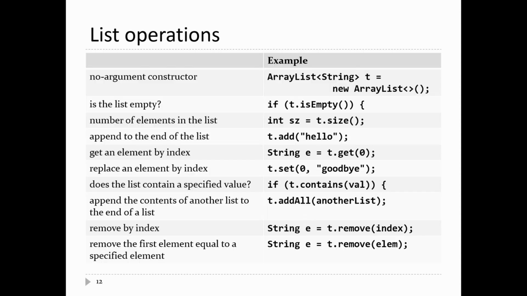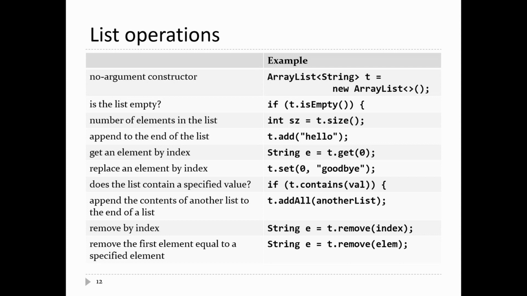Okay, so what can you do with a list? Pretty much anything you can do with a Python list, more or less. So you have a no-argument constructor that makes an empty list. So it's just new ArrayList, angle brackets, round brackets. That gives you back a new empty list. I'd like to know if the list is empty. In Python, you just write if t, where t is the name of the list. Unfortunately, that doesn't work. In Java, you must write if t.isEmpty().